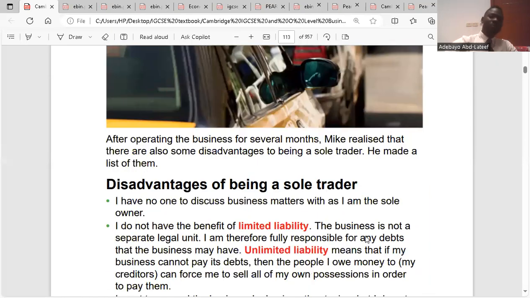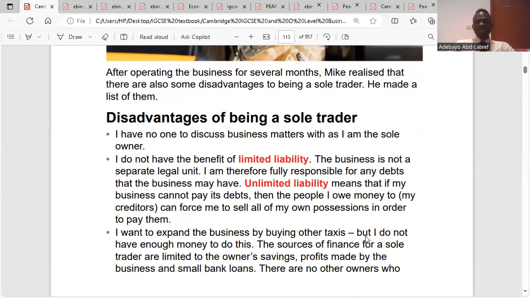So what are the problems of being a sole trader? The first problem, as they said: I have no one to discuss business matters with. For Mike, one of the problems he will face is that he cannot discuss business matters with anybody. He's a sole trader. So whatever happens with the business is his own business. He cannot discuss it with anybody.